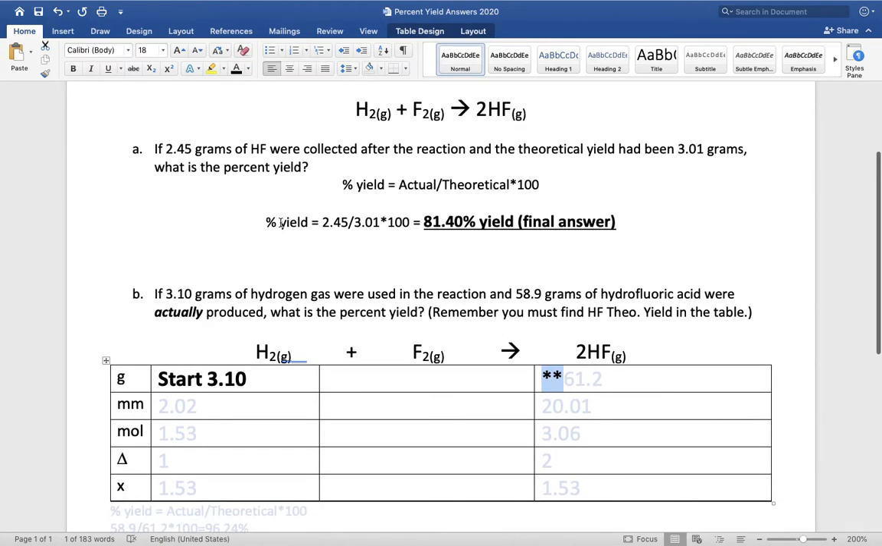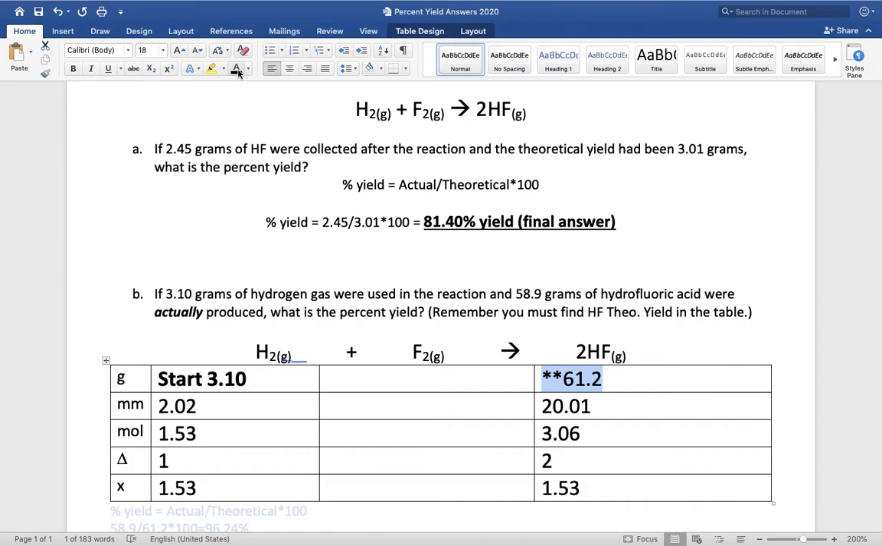So I'm going to put my stars there. And that's where I'll find the theoretical yield. So I want to take that down. 3.10 divided by 2.02 gives me 1.53. Divided by 1 gives me 1.53 again. Carry that over, and I get 1.53. Now I'm going up, times 2 is 3.06. Molar mass of hydrofluoric acid is 19 plus 1.01, so that's 20.01, so 3.06 times that. Sig fig wise will give me a theoretical yield of 61.2 grams of hydrofluoric acid.